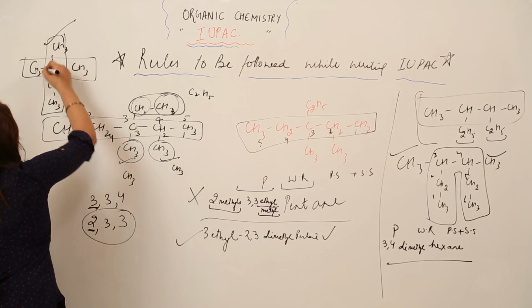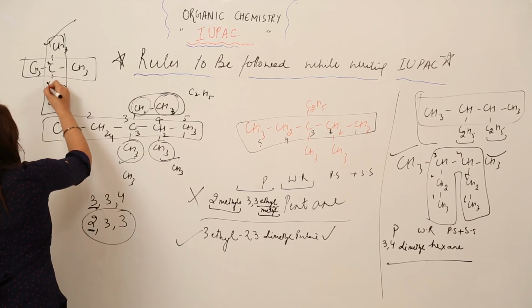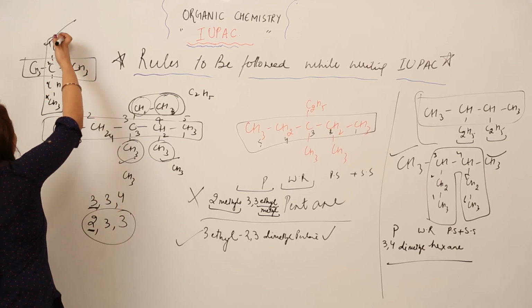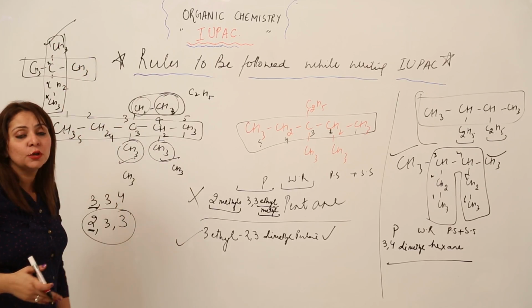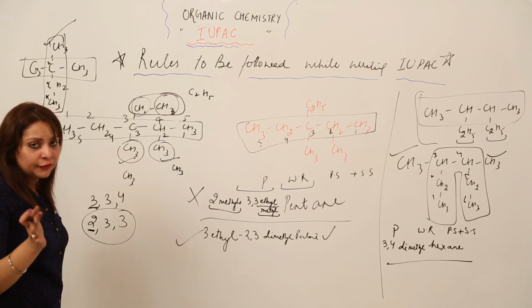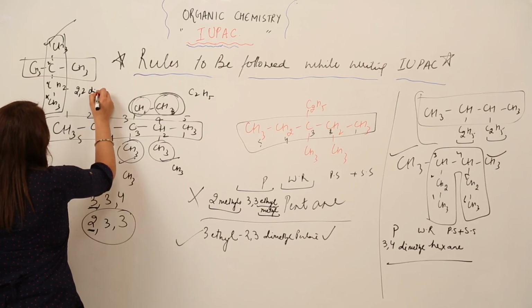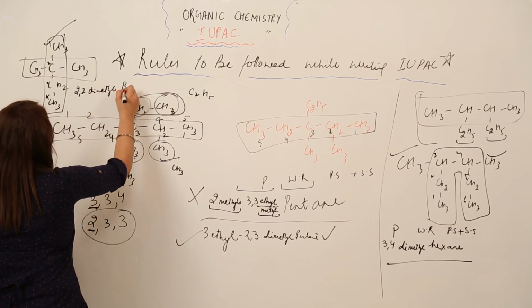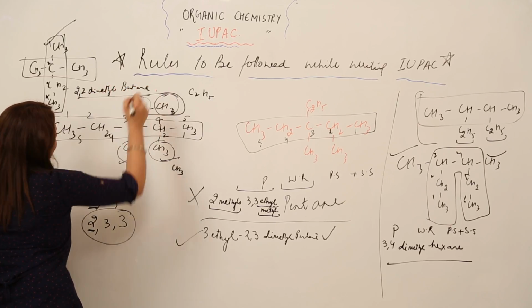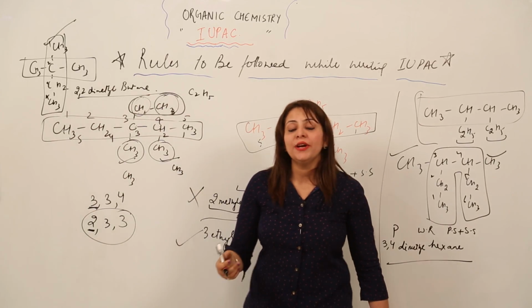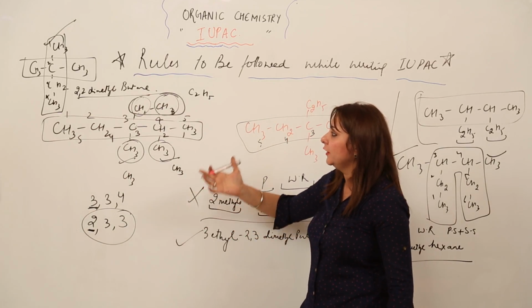Whether I number from this side or that side, obviously the substituent is going to get the minimum number, 2 from this side, and from this side it comes out to be 3. So obviously which will be followed? The 2. Now the name: 2,2, again same groups, 2,2 dimethyl, but and ane. So this is how you are going to write the IUPAC names for the compound.